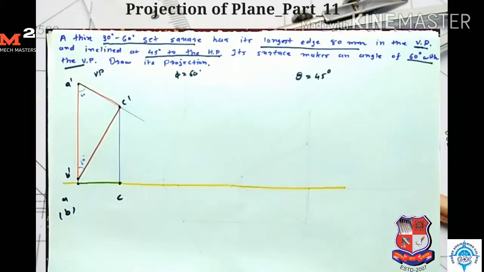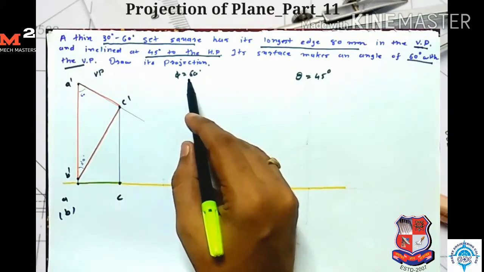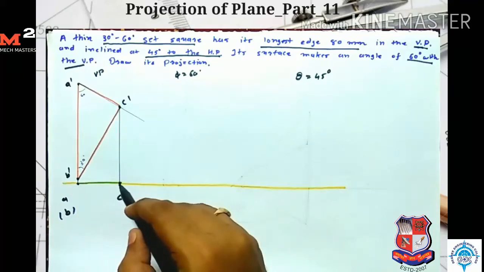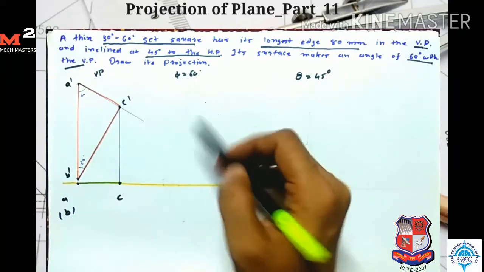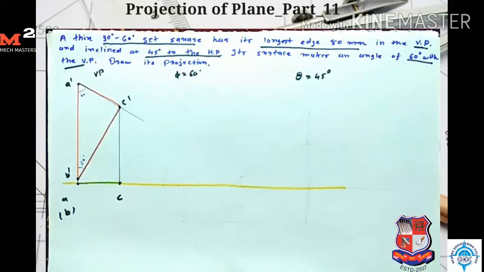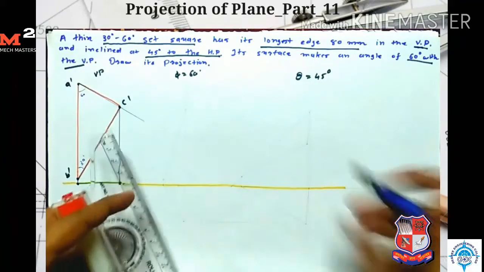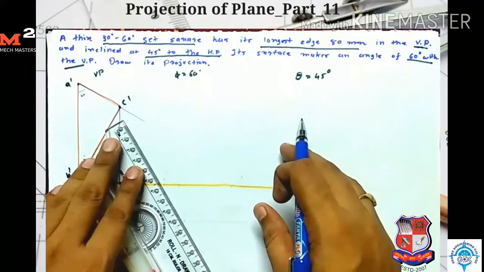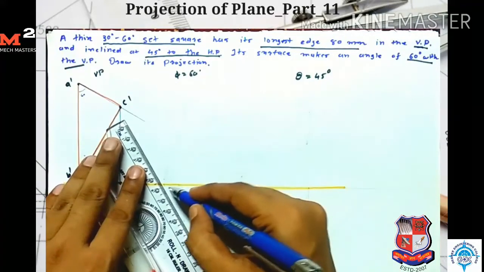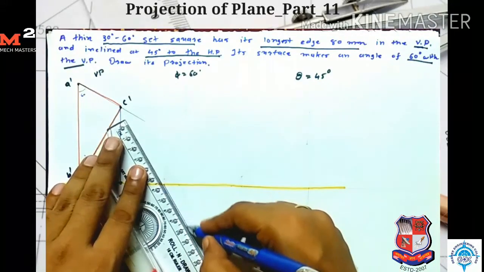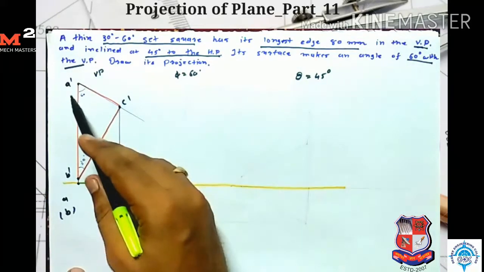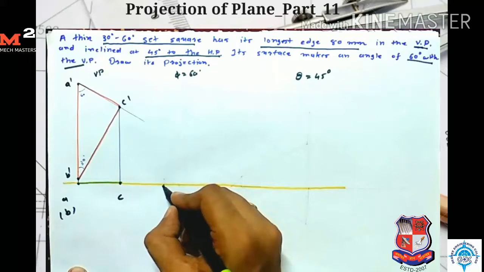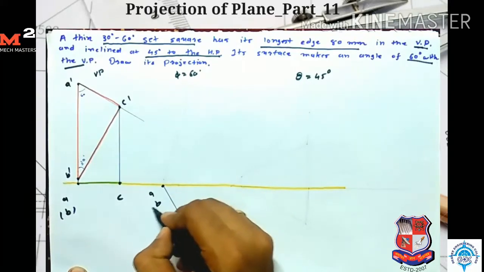In the second stage it is given that the surface makes an angle of 60 degree. Okay, so we draw this line AC at an angle of 60 degree. Okay, this angle is made with the VP, so we represent this angle on the horizontal plane. Okay, so for that first I draw one line at an angle of 60 degree in the horizontal plane. Okay, here the plane is resting on side AB, so here I mark points A and B.